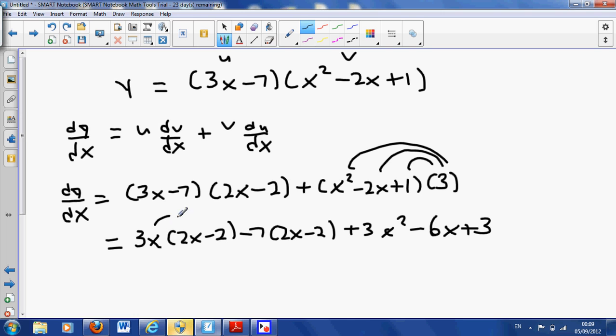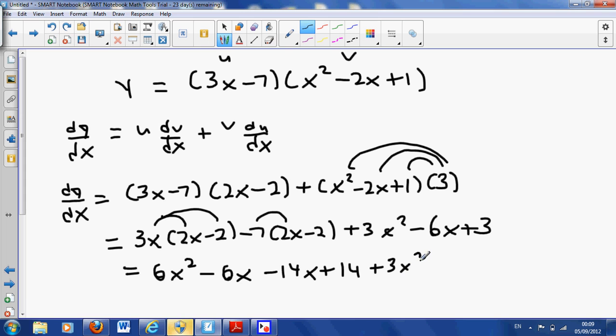Now we're going to multiply all these out. 3x by 2x is 6x squared. 3x by minus 2 is minus 6x. Minus 7 by 2x is minus 14x. Minus 7 by minus 2 is plus 14. Then 3x squared minus 6x plus 3.